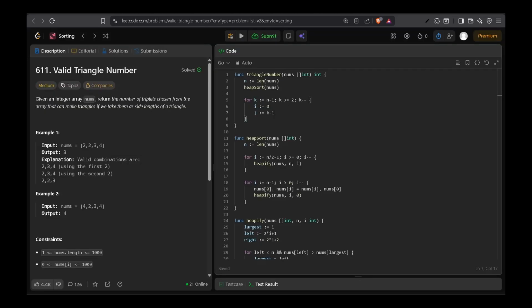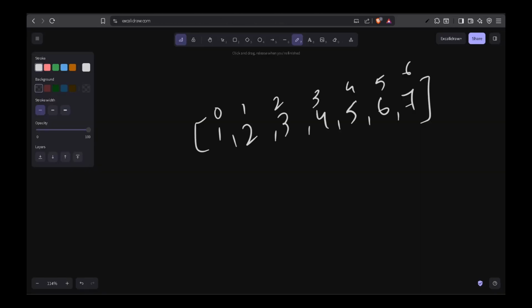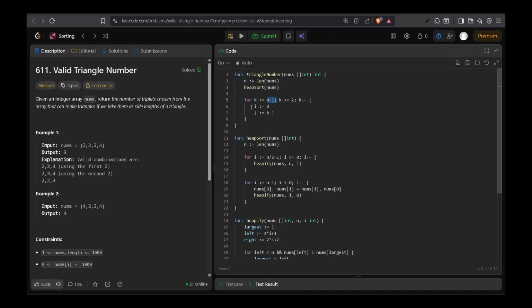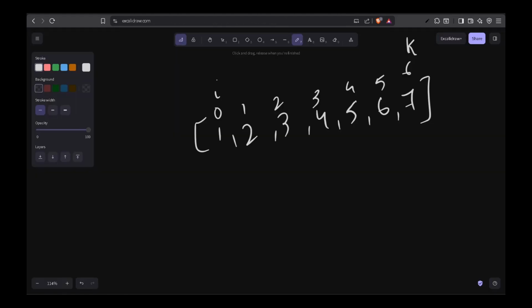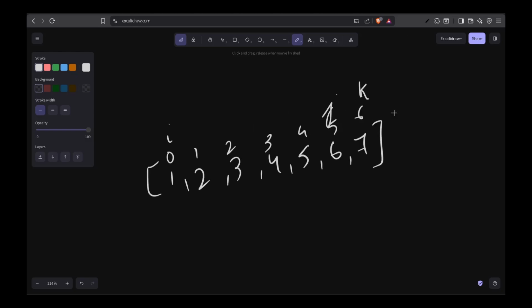Now as you can see, we are starting k from n minus 1, that is the last position. So k would be here, right? And we are starting i from the first position, that is the 0th index, right? i is 0 and j is 1 less than k, so j would be here, right?